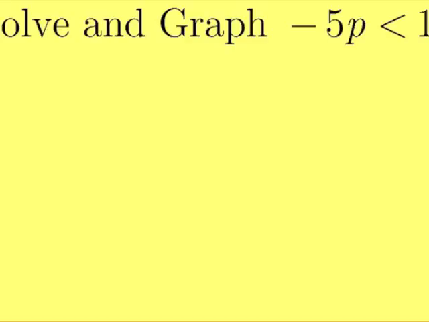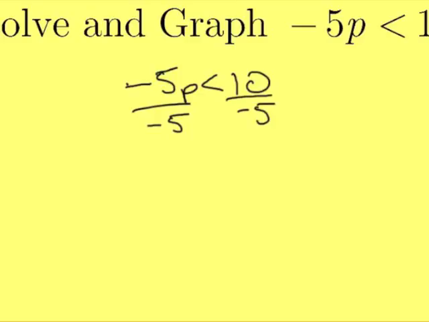There is only one difference between solving equations and solving inequalities. When we multiply or divide both sides of an inequality by a negative number, we need to make sure that we reverse the direction of the inequality. Our example here is negative 5p is less than 10. Here I'm going to divide both sides by negative 5. When I do this, the negative 5's cancel out and I'm left with p on this side. Here, 10 divided by negative 5 is negative 2. And then I need to remember to switch the inequality around so that I go from less than to greater than. Now I have p is greater than negative 2.